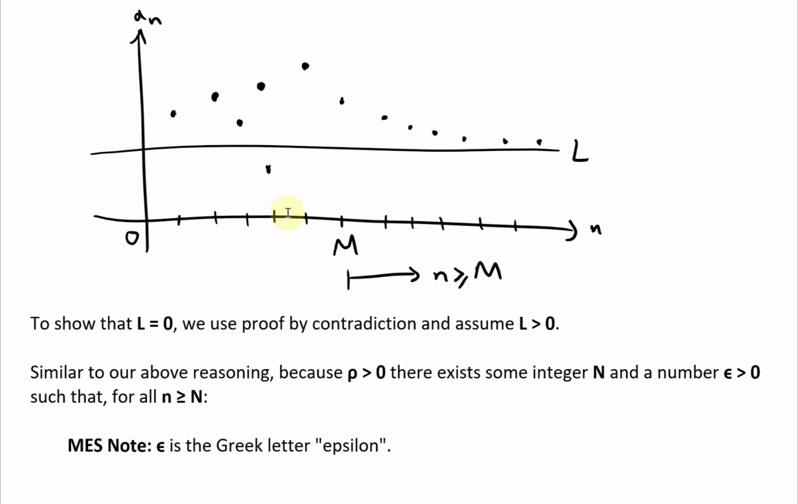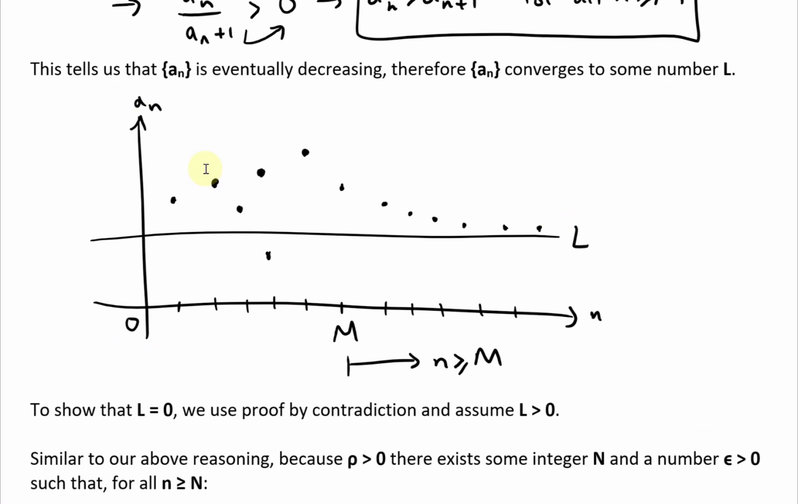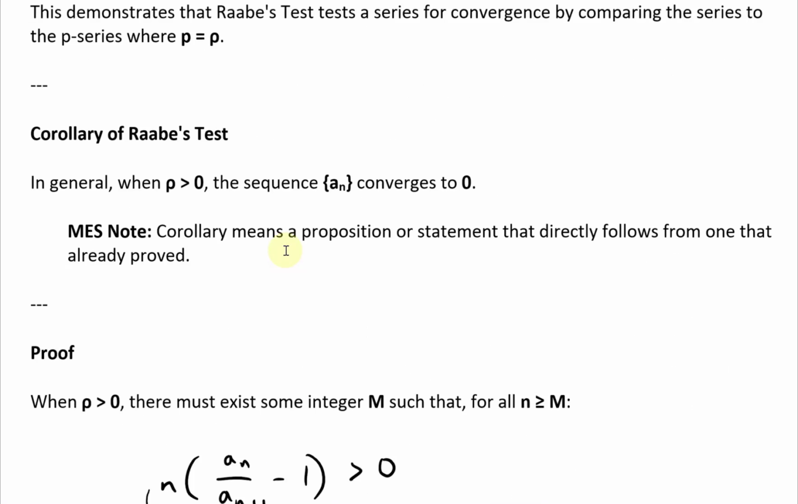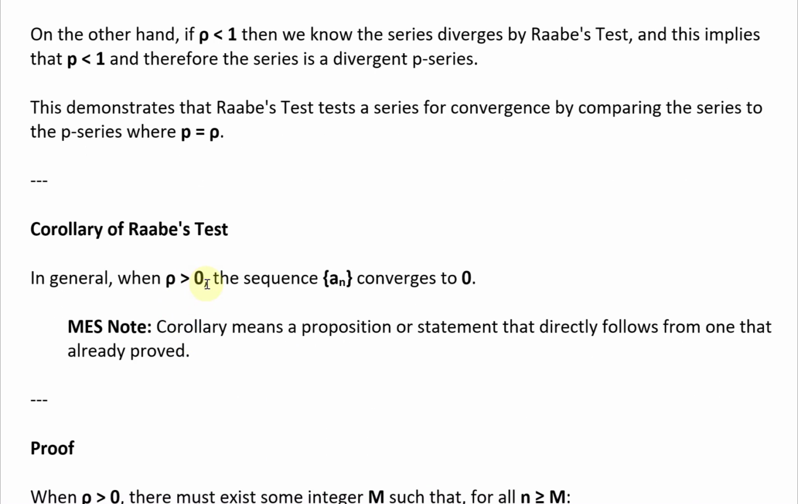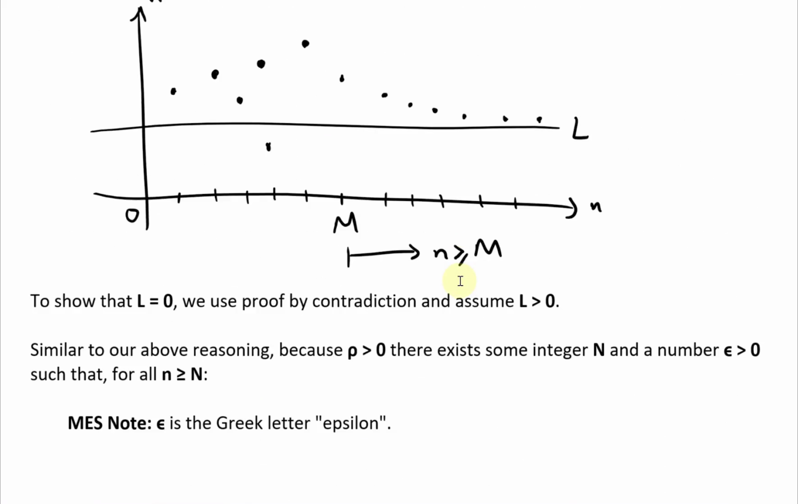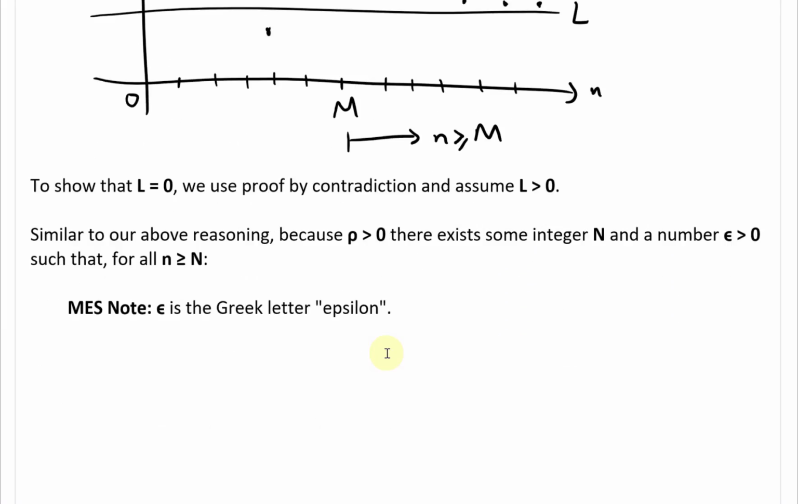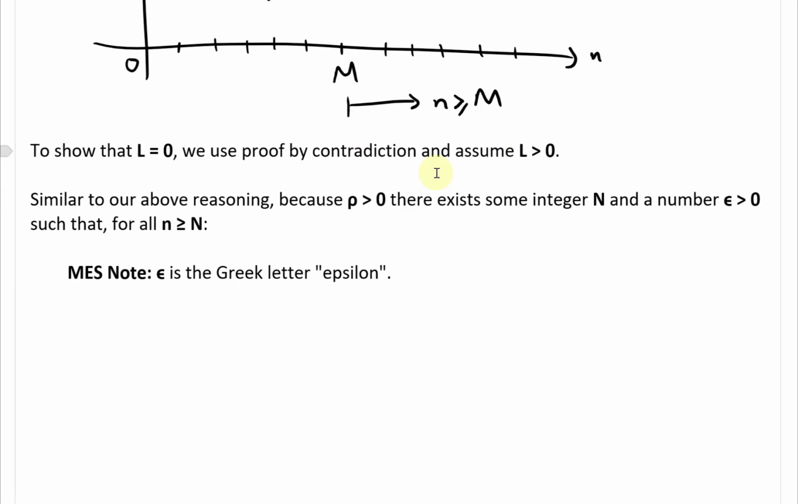Alright, now going further to show that L equals 0. The sequence a_n is decreasing and goes to this limit L, but our corollary says that when rho is greater than 0, the sequence a_n converges to 0, in other words L equals 0. To show that L equals 0, we use proof by contradiction and assume that L is not 0, so L is greater than 0. We'll show this is a contradiction, and so L is equal to 0.